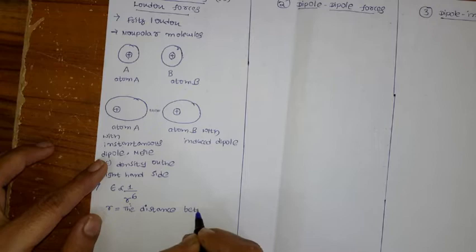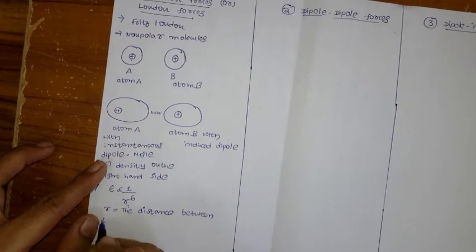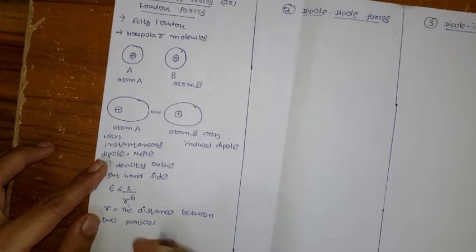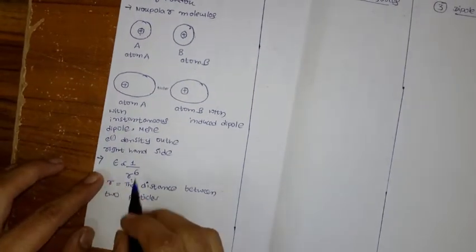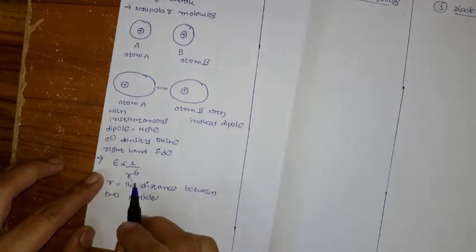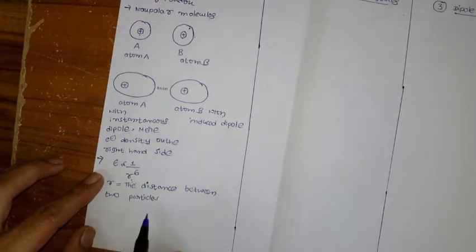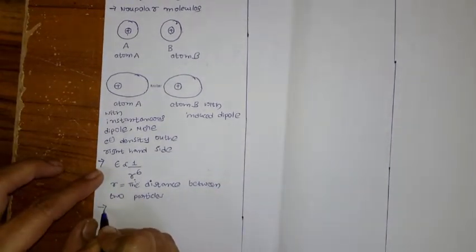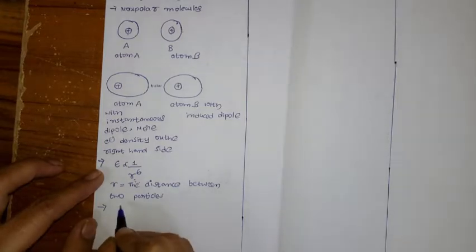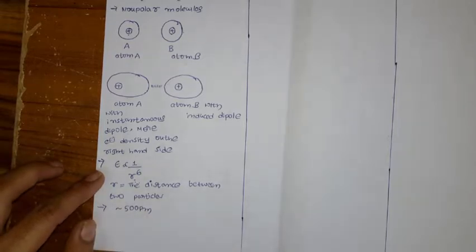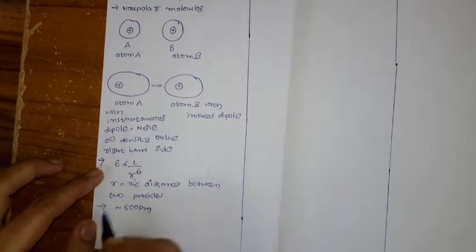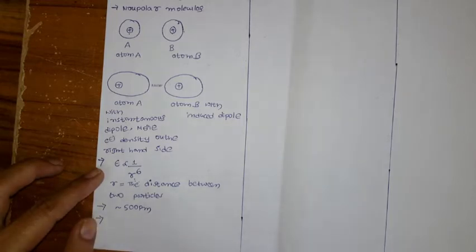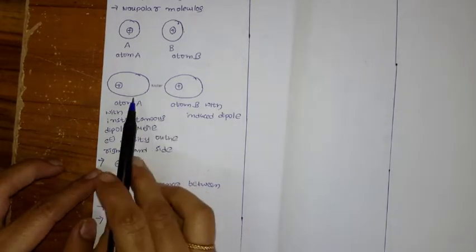between two particles, the distance between the two particles. So interaction energy is inversely proportional to the sixth power of the distance between the two interacting particles. Now these forces act only at a short distance, around only 500 picometers. Next, their magnitude, meaning how much amount, depends on the polarizability of the particle.